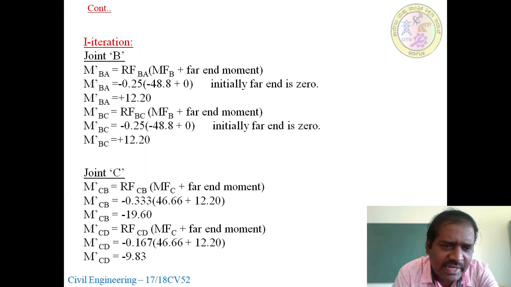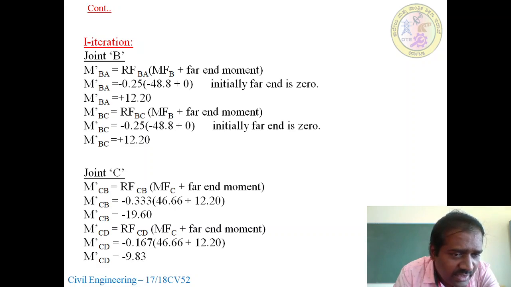Now come to the M dash CD. Rotational factor of CD, MFC plus far end moment: minus 0.167 into 46.66 plus 12.2. See here, for CB and CD, there is only one far end value because we are considering the joint C. Joint C has only one far end moment, that will be M dash BC, because M dash DC will be 0, so we should not consider that. M dash DC is 0, only BC will be the far end value.